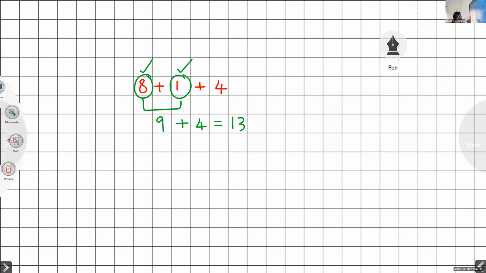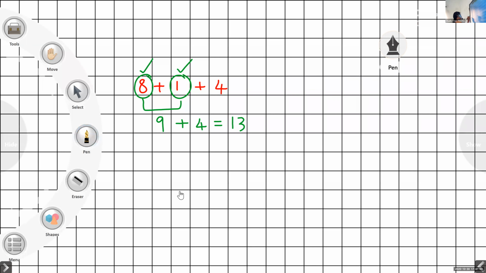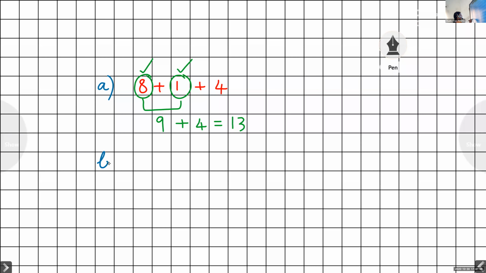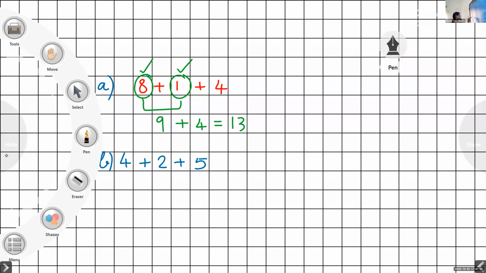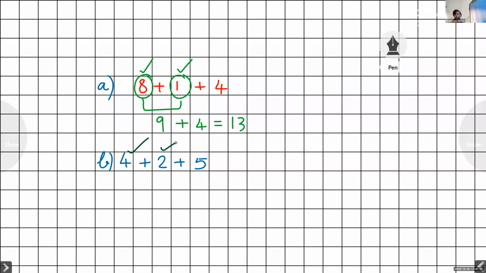Now let us see one more example. Please be quiet. Another example: 4 plus 2 plus 5. Here also we can see 4 is a one-digit number, 2 is a one-digit number, 5 is also a one-digit number. So let us add these three one-digit numbers. What do we have to do first? Let us add the first two numbers. Which are the first two numbers here? 4 and 2. What is the answer, 4 plus 2?